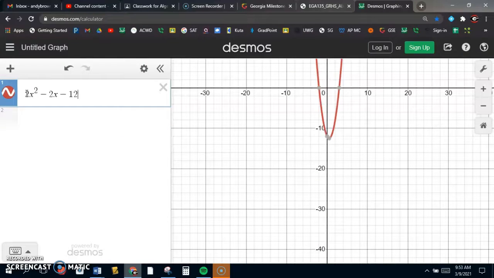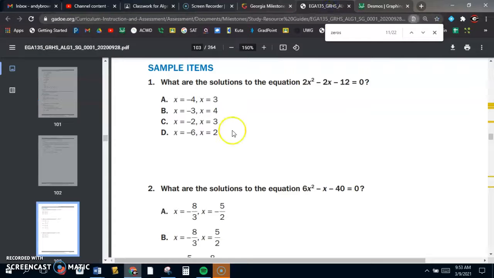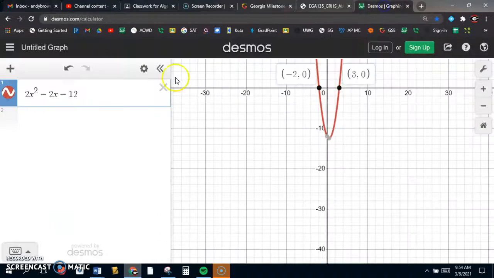The solutions have nothing to do with the vertex. It has everything to do with x-intercepts. So I just simply click here and here, and quite simply the correct answer is -2 and 3. So it'll be C. Now I could have just used algebra there by factoring out a 2 and factoring, and that's not that hard to do, but it's much simpler if you have access to the graph. Let's do one more. Number 2 there, 6x squared minus x minus 40.